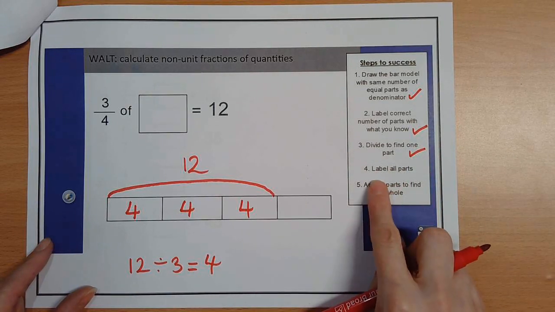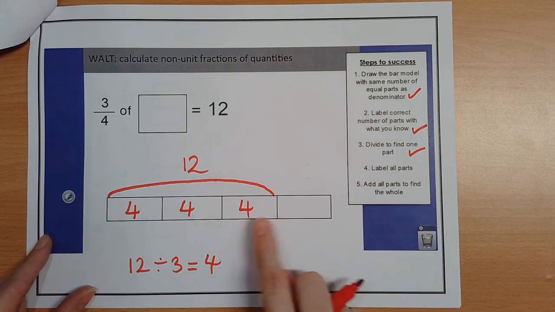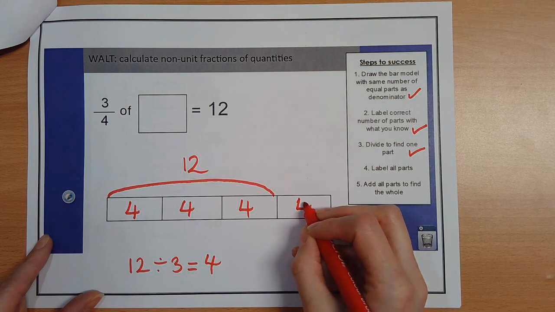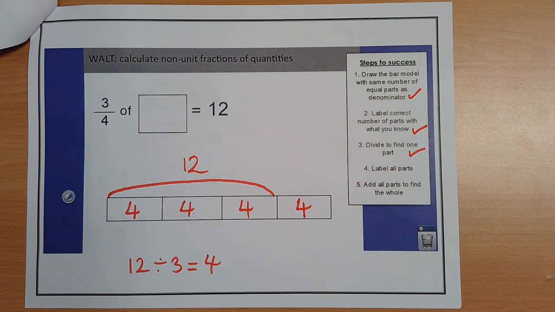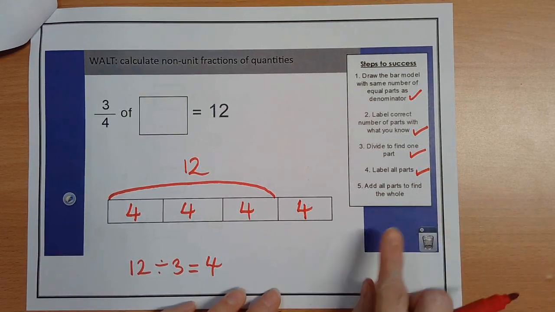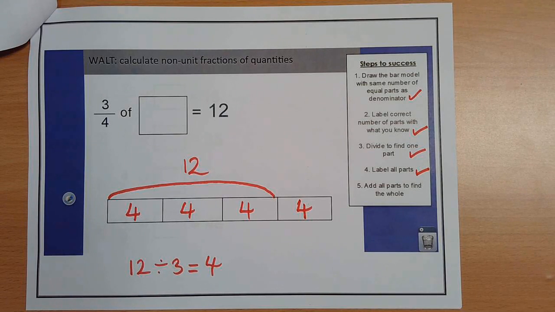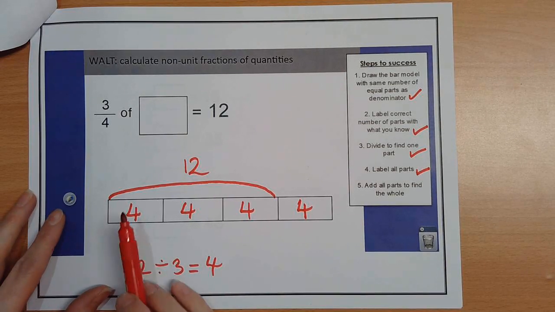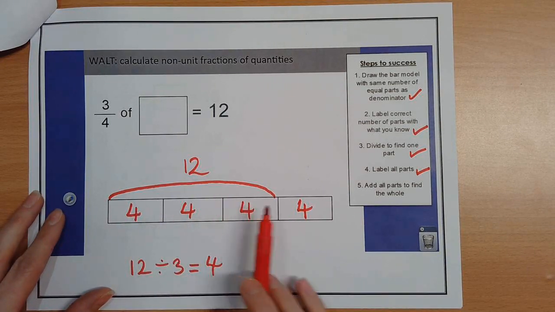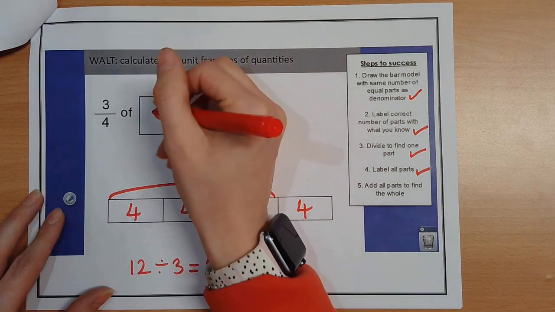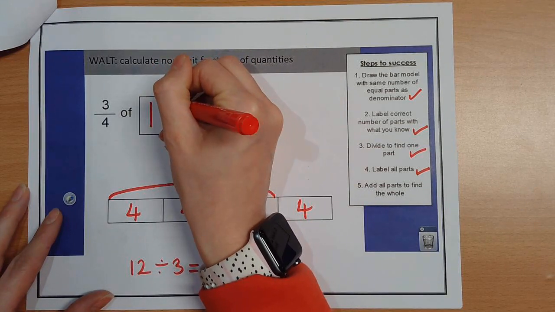So now I can label all the parts. I've only got one remaining, but I know that it's also going to be 4 to make it equal. So I've labelled all of those. Now I can add it together. Okay, so adding it together, 4, 8, 12. Okay, fantastic. Hopefully you got 16 as well.